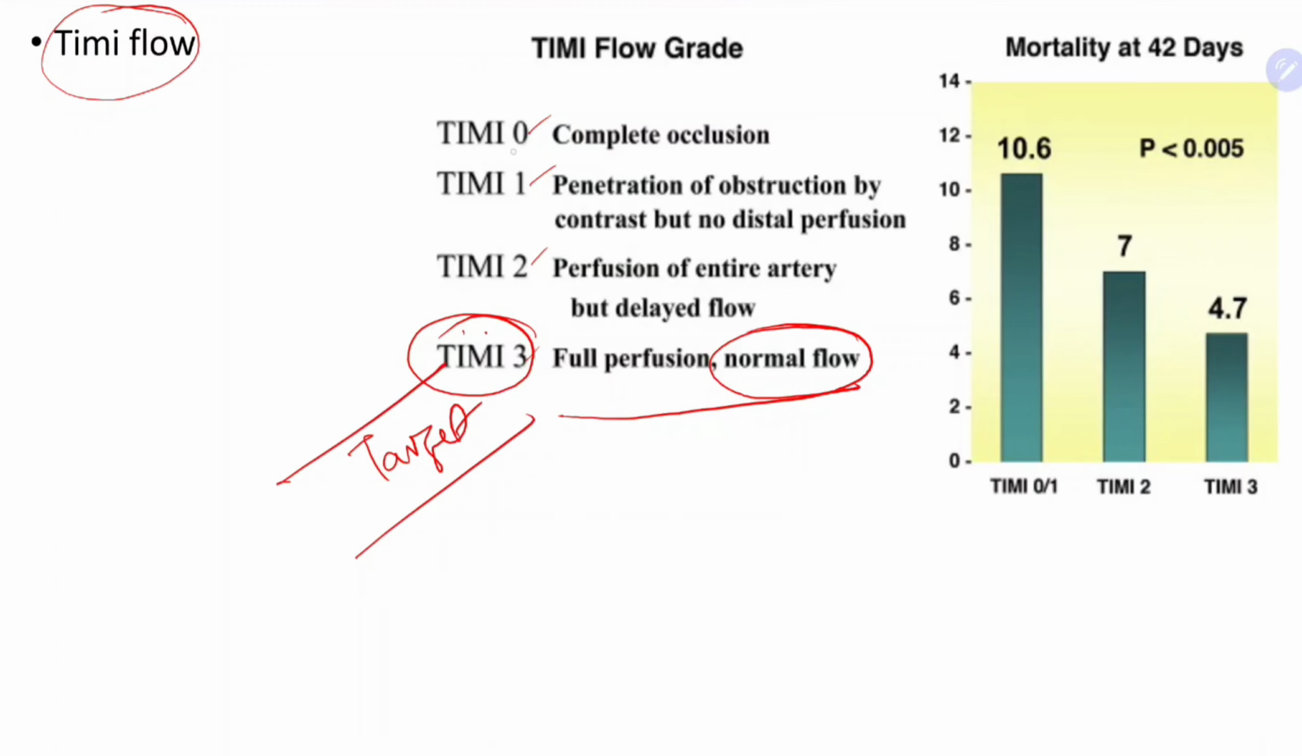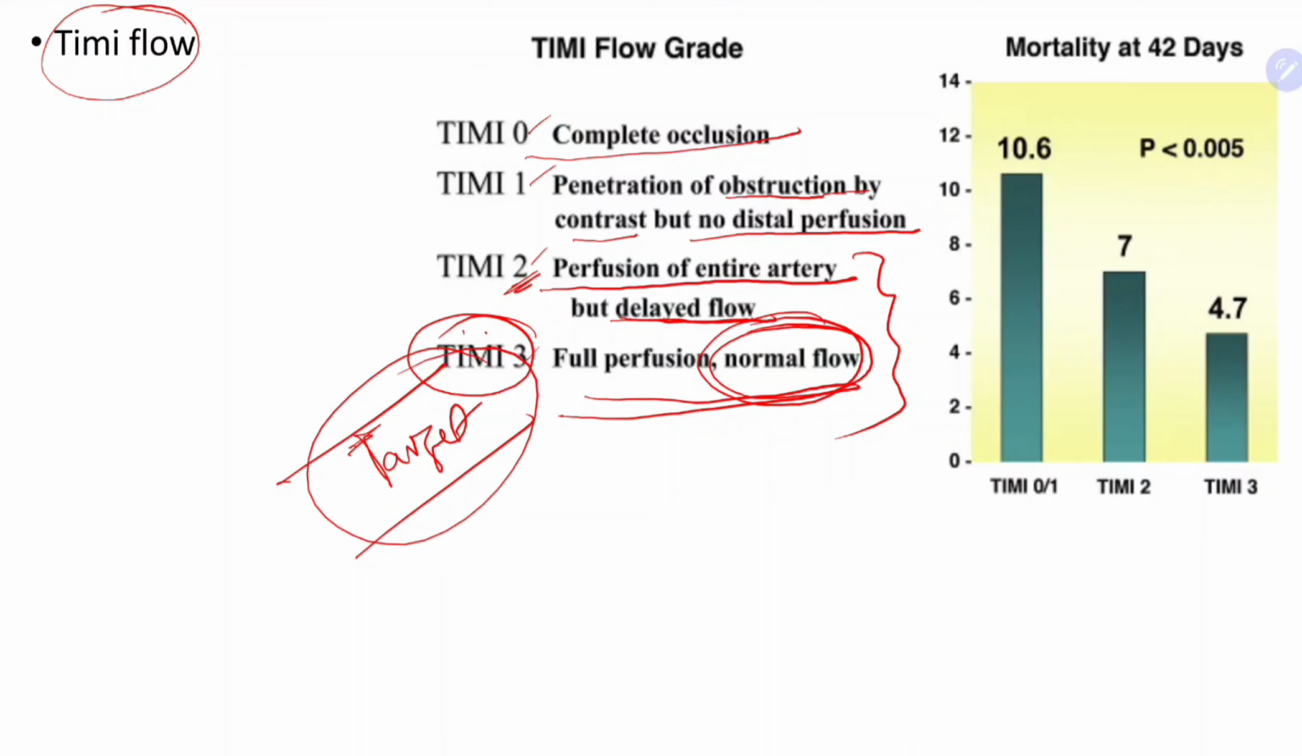If you are getting 0, it means there is complete occlusion. TIMI 1 is penetration of obstruction by contrast but no distal perfusion. TIMI 2 is perfusion of the entire artery but delayed flow. In TIMI 2 and TIMI 3 the perfusion of the entire artery is there, but in TIMI 2 you are getting delayed flow. In TIMI 3 there is normal flow. That is the difference. So what is your target? TIMI 3.